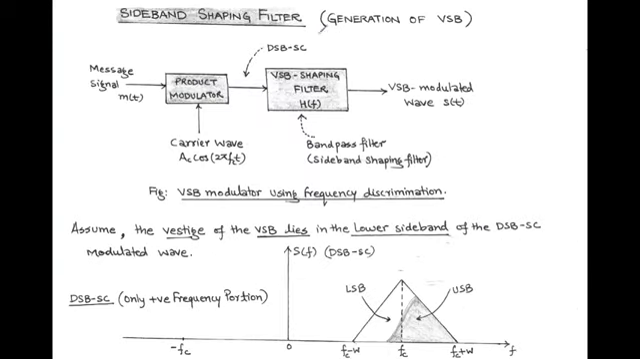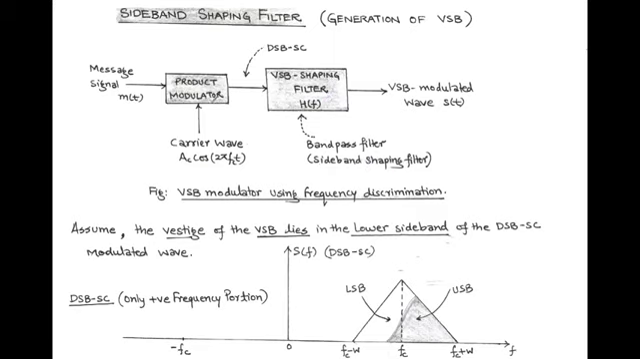Next we are going to discuss the generation of vestigial sideband, or modulation of VSB. Here we use a special filter called a sideband shaping filter, and for the generation of VSB we use a technique called the frequency discrimination method or filter method. In this method, a product modulator is used, followed by a bandpass filter. The bandpass filter is a specially designed filter called a sideband shaping filter, and its transfer function is denoted by capital H of f. So we take more attention on this sideband shaping filter.